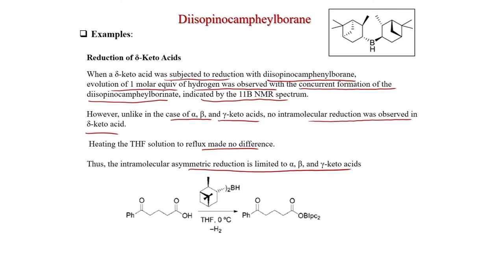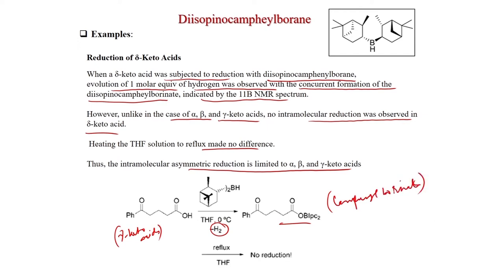So, this is the delta keto acid, and when treated with diisopinocampheyl borane, THF, 0 degree centigrade, only the acid group reacts, with elimination of hydrogen to give this campheyl borinate. Also, in reflux no reduction happens.